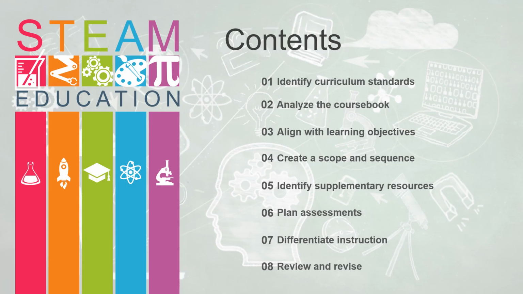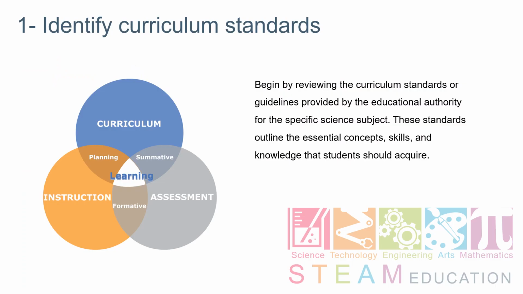Here are the key steps involved in mapping a coursebook in a high school science subject. 1. Identify curriculum standards. 2. Analyze the coursebook. 3. Align with learning objectives. 4. Create a scope and sequence. 5. Identify supplementary resources. 6. Plan assessments. 7. Differentiate instruction. 8. Review and revise.